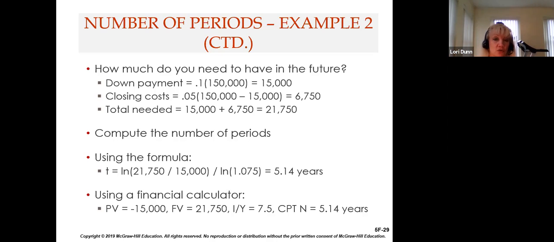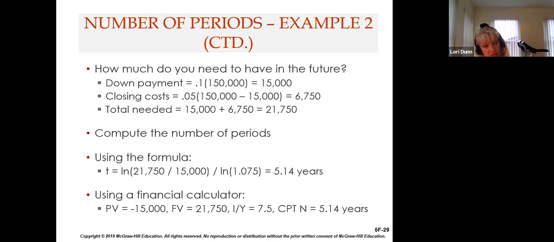So you want to put a down payment of $15,000. We got that. Well, how much are your closing costs going to be? Are you going to borrow $150,000? No, because you're going to put $15,000 down the day of the loan. That's what you computed, because you want to have 10% of the house value as a down payment. So you're really only going to be borrowing $135,000.